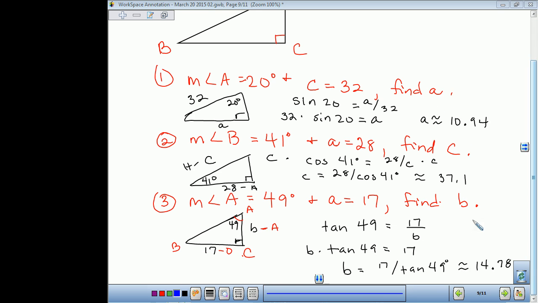All right, here they are worked out. Drew the picture, labeled the important information, looked at my triangle to see which trig function it was, set up the ratio, and solved. So go ahead and hit pause so that you can check all of these. We had one sine, one cosine, and one tangent.